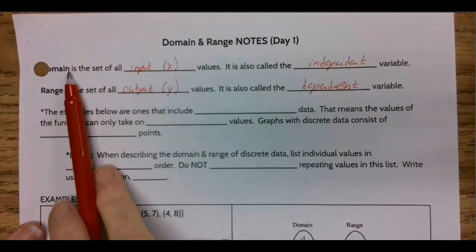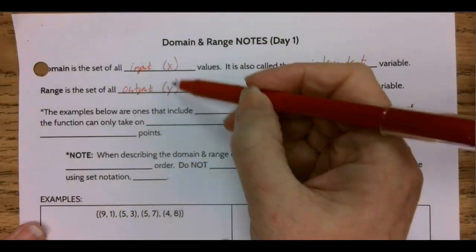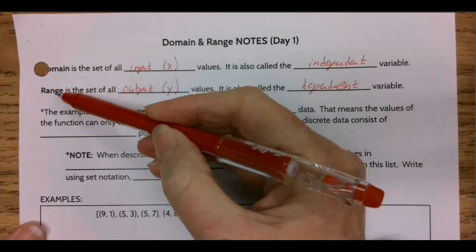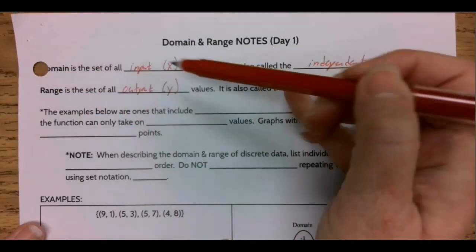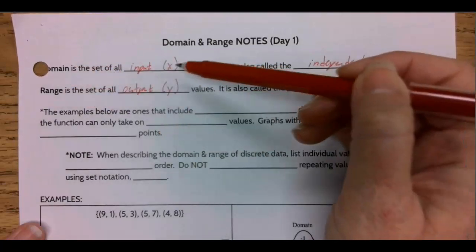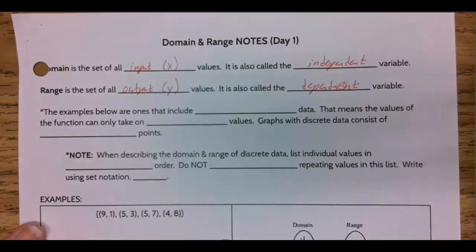Now the other thing I want to tell you that might help is see how x and y are alphabetical. Notice that domain and range are alphabetical. So domain is the first, range is the second, first and second alphabetically. So that might help you a little bit remember these.